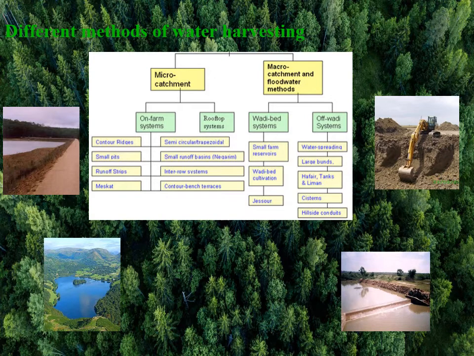Different methods of water harvesting are being explained. Here you can see the picture. The on-farm system of water harvesting can have micro catchment, macro catchment, and flood water methods. The micro catchment includes the on-farm system and rooftop system. In the same way, the macro catchment includes the wadi bed system and off-wadi system, which has been explained.